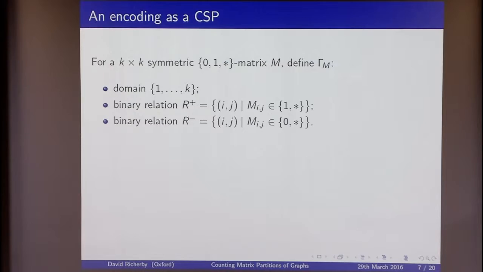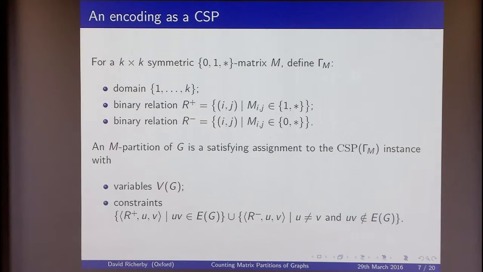Okay, so it turns out that we can also encode these matrix partition problems as constraint satisfaction problems. Our domain is just the indices of the matrix. So we're assigning to k different partitions, and our domain is going to be the identities of those partitions. We will have two binary relations, one of which corresponds to the places where you're allowed to have an edge, either because you're forced to have an edge by a 1, or you're allowed to have an edge by a star. The other relation will correspond to the places where you're allowed to have no edge. Either you're forced to have no edge because there's a 0, or you're allowed to have no edge because there's a star.